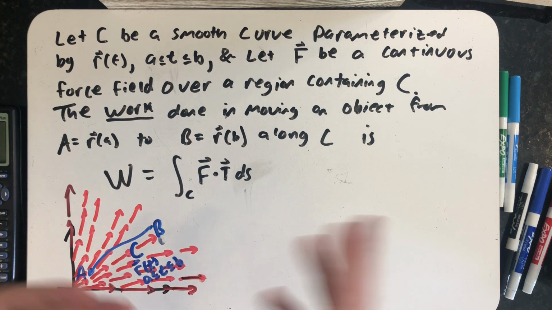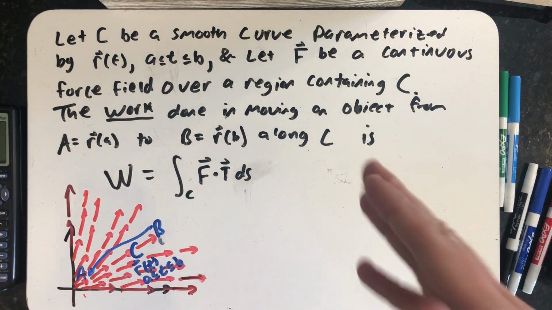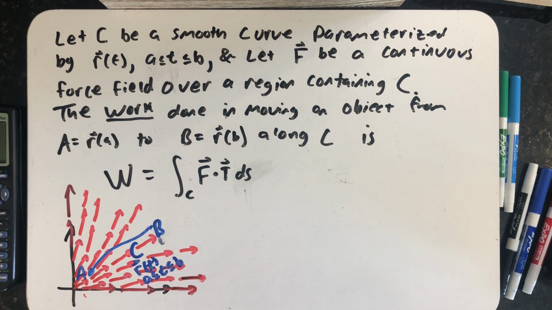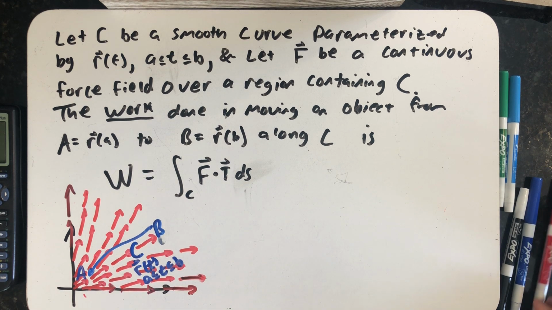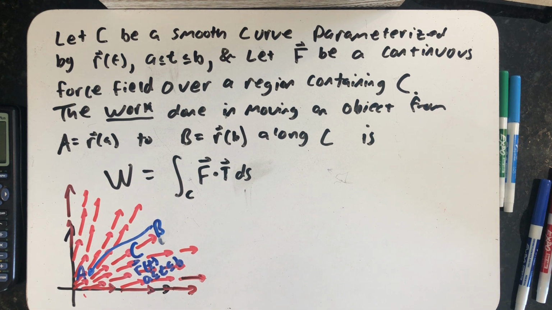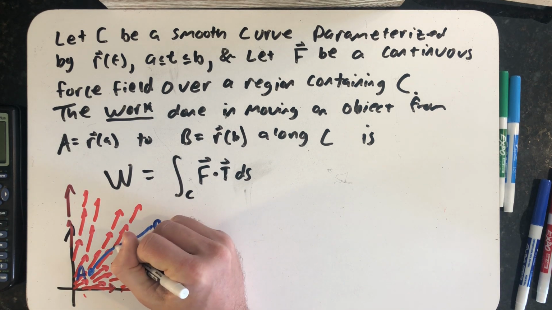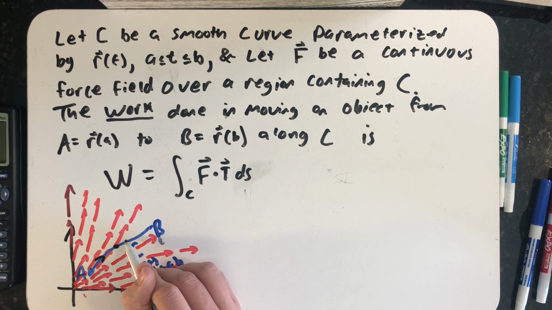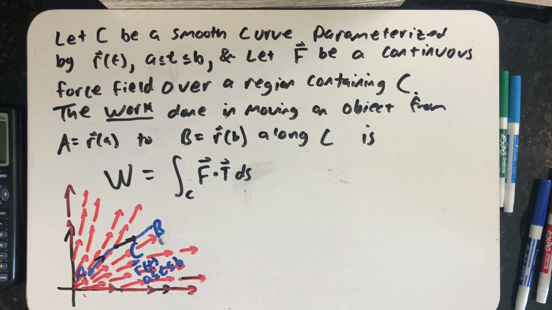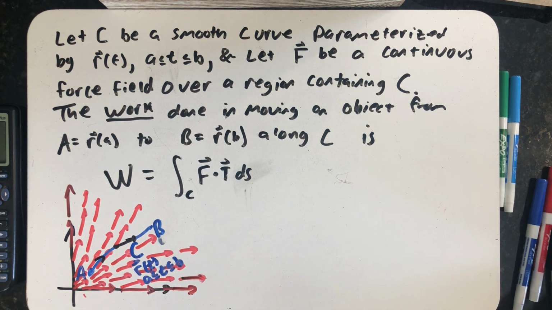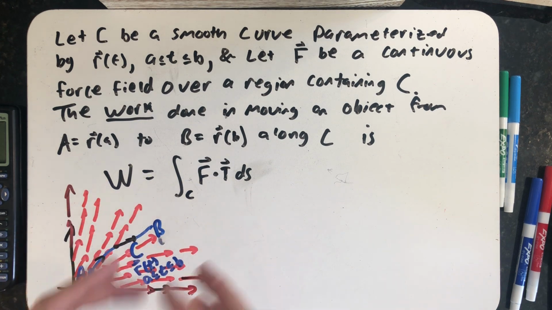So we're moving from A to B along C. The work done is, well, the line integral through the vector field. And the idea here is that at every moment along this curve, the amount of force acting in the direction of motion is what we're adding up, and that is F dot T. So that's the amount of force times a little bit of length that gives us a work.